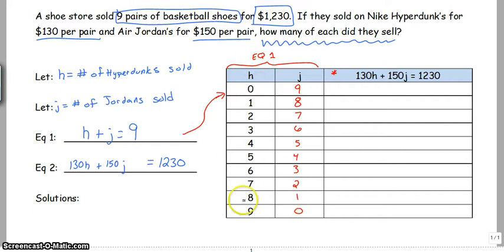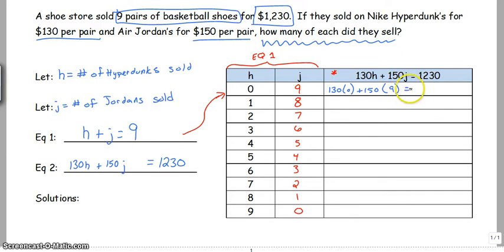Now that we know all of these work for equation 1, we have to figure out which one of these works and sets equation 2 equal to 1,230, gives me a true statement for equation 2. To do that, we use substitution. I'm going to take 0 and substitute in for H, so I have 130 times 0 plus 150 times, I substitute 9 in for J, and I run the calculation. Go ahead and take your calculator out and calculate that now.